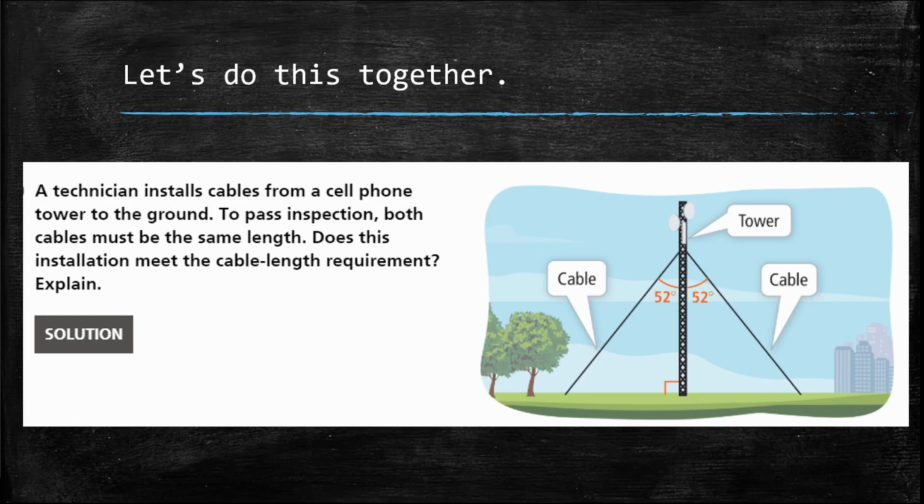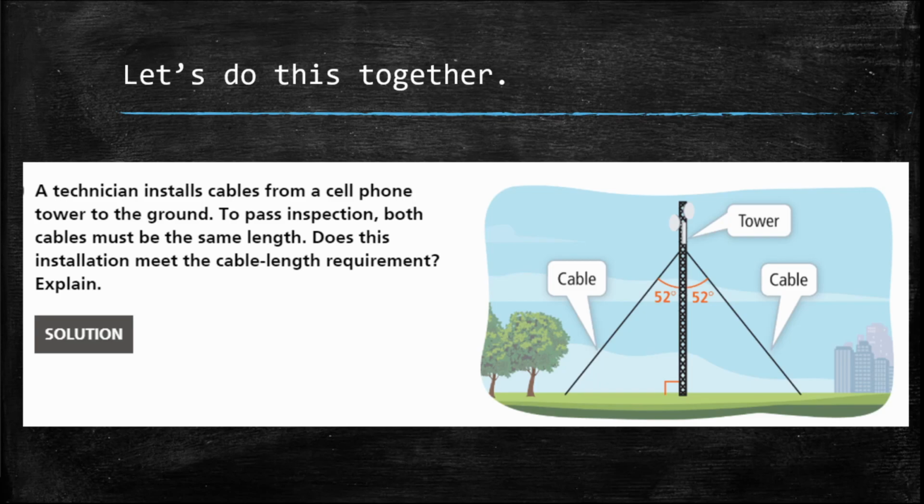The technician installs cables from a cell phone tower to the ground. So, okay, they've labeled cables for us. That's what I was going to come and do. To pass inspection, both cables must be the same length. Does this installation meet the cable length requirements?